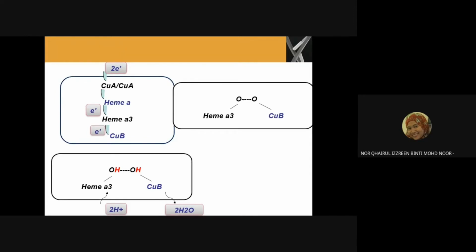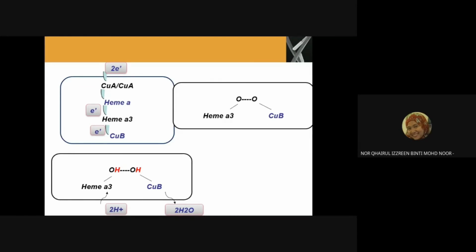Okay, so the abstraction of two hydrogen ions from the matrix oxidizes the heme A3 and cuprum B into their original state. Remember, when they are in their oxidized form, which is their original state, they cannot attach to anything, even the oxygen molecule. But when it is reduced, remember, one electron for heme A3 and one electron for cuprum B, the molecule is being reduced. When it is reduced, oxygen can come and bind.